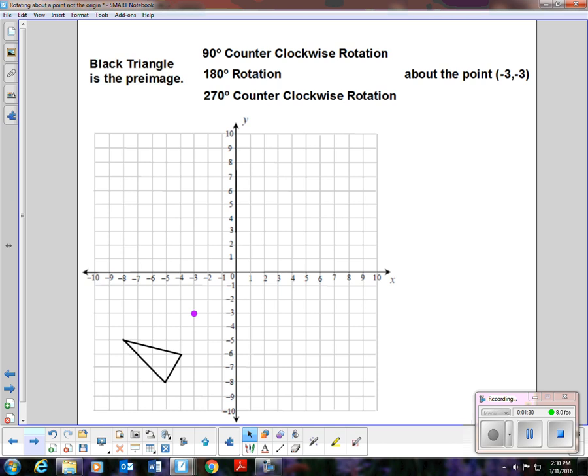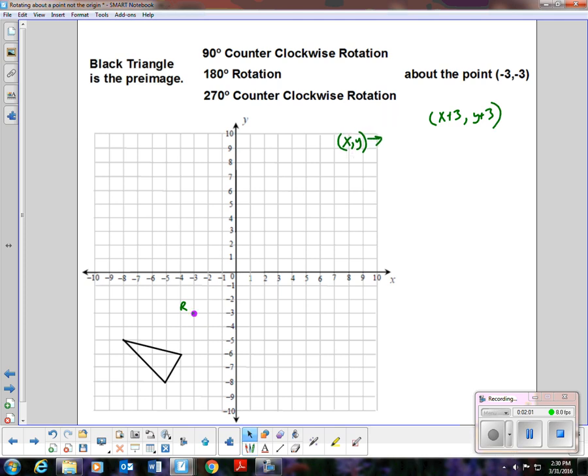All right, so the first one. We want to rotate this figure 90 degrees counterclockwise about the point -3, 3. So the first thing we want to think about is, how do I move this point right here, my point of rotation, back to the origin? The motion rule is I would move that point to the center by adding 3 to the x value and 3 to the y value.